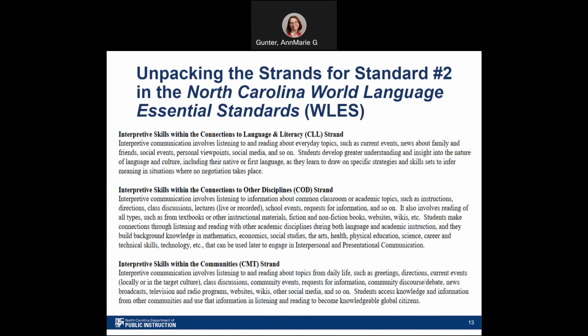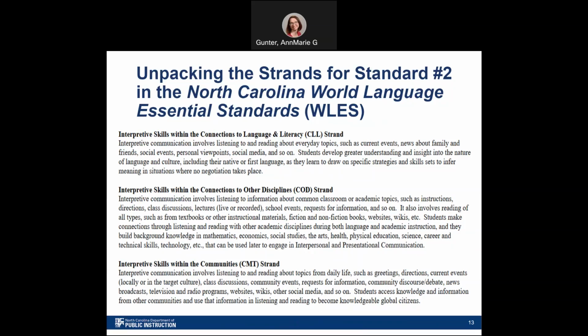Specifically, it looks at interpretive skills, that reading, listening, and viewing, in each of our strands to give you more of an idea of what that would look like and how to think about that when you're reflecting on what you do in your classrooms and programs for dual language immersion. I'll let you pause and read the screen, but notice the different types of resources and materials for interpretive skills when you're talking about connections to language and literacy, or connections to other disciplines, or the community strand.